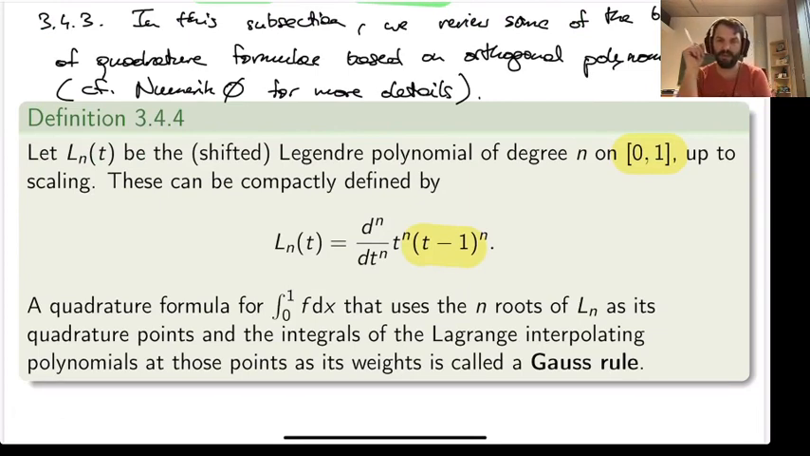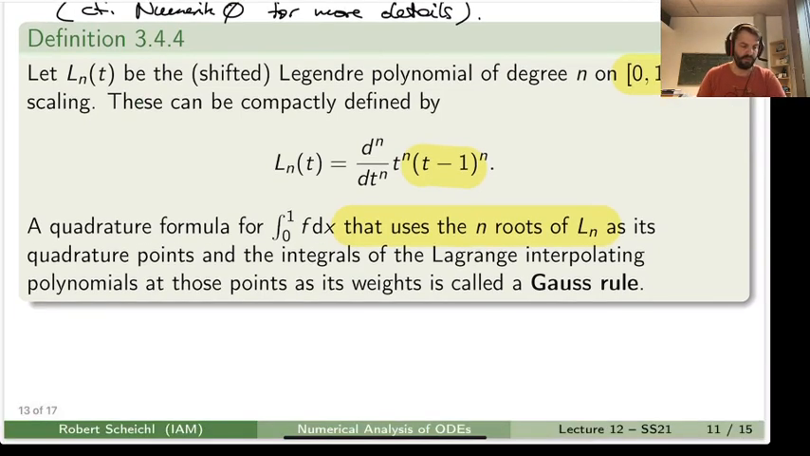And then you end up getting the shifted Legendre polynomials, and they can be compactly defined by this formula, which we've seen, or at least we've seen on the interval [-1, 1] in Numeric 0. So a quadrature formula for the integral from 0 to 1 of f dx that uses the n roots of these Legendre polynomials as its quadrature points, and the integrals of the Lagrange interpolating polynomials at those points as its weights, is called a Gauss rule.